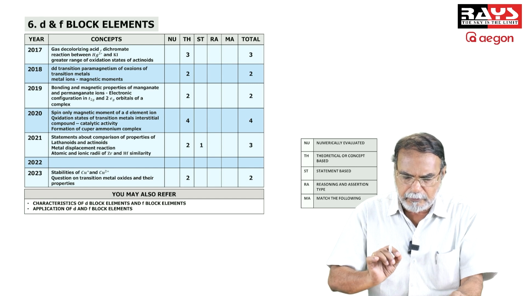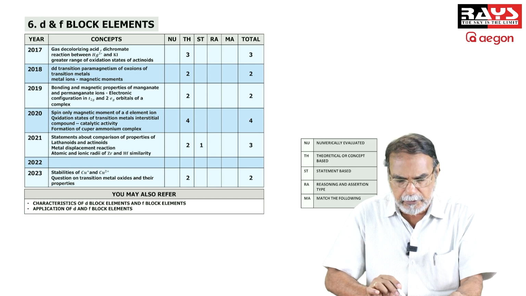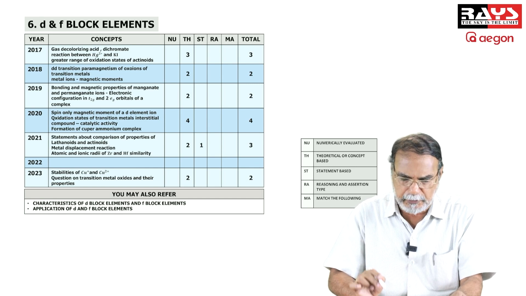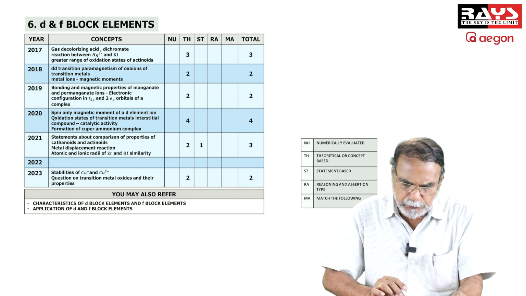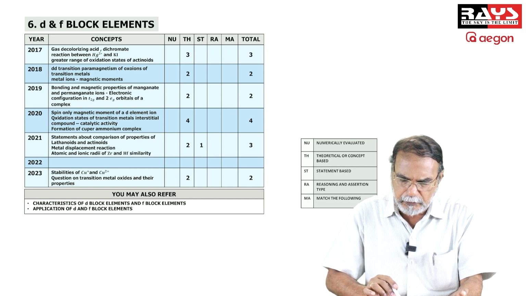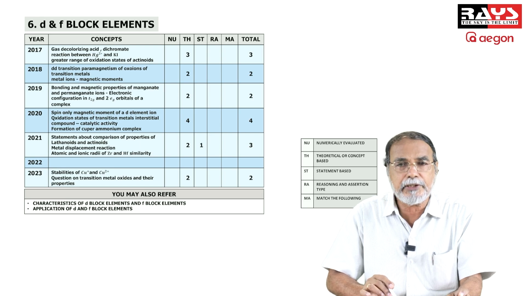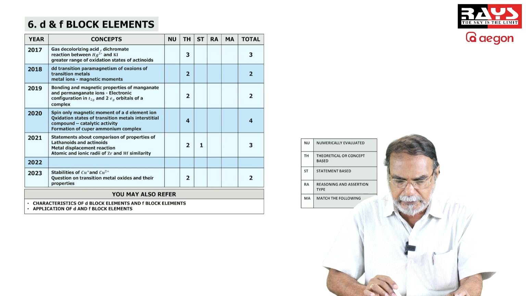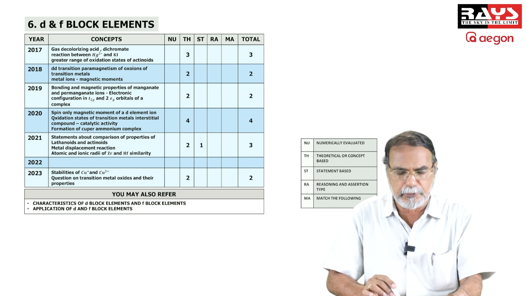knowing the distribution of electrons in the T2G and EG orbitals. Okay. In 2020, there was a question on the spin-only magnetic moment of a d-block element ion, already said. Already such questions were asked. Oxidation states of transition metals, and some questions on interstitial compounds and catalytic activity of transition metals.